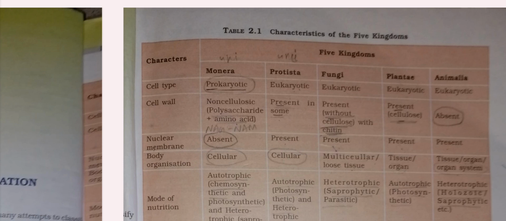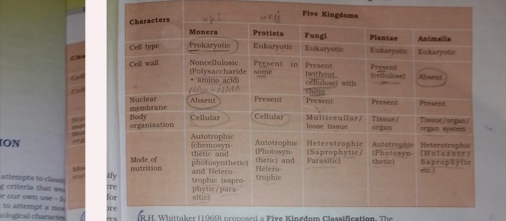Then mode of nutrition. Monera, it is autotrophic, that is photosynthetic and chemosynthetic. That means they can prepare their food in the presence of light and in the presence of some chemical compound. And heterotrophic. They are autotrophic and heterotrophic. That means Monera, their nutrition is autotrophic and heterotrophic. In autotrophic, they carry out photosynthesis and chemosynthesis. In these two processes they prepare their food.